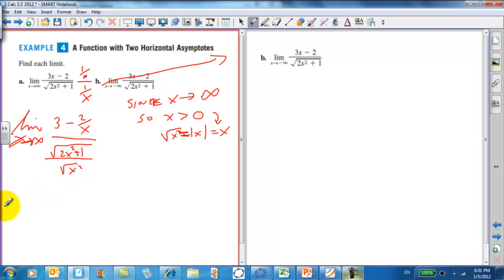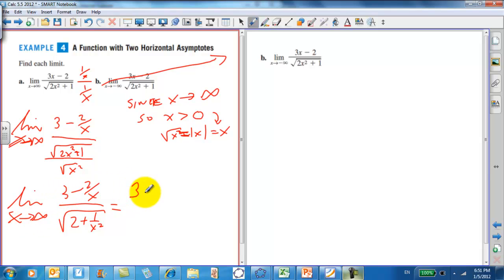So let's keep working with this then. Limit as x goes to infinity of 3 minus 2 over x all over the square root of, now let's sneak this inside and we get 2 plus 1 over x squared. Now we can try and evaluate this limit. The limit as x goes to infinity of 3 is just 3 minus 2 over x. As x goes to infinity, that's just going to be 0, all over the square root of 2 plus 0. So we get 3 over the square root of 2, or 3 root 2 over 2. Either of those is fine.